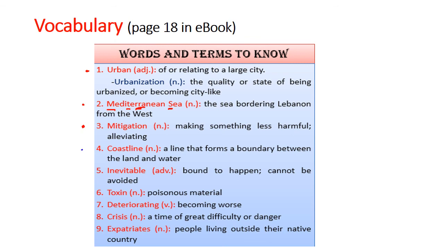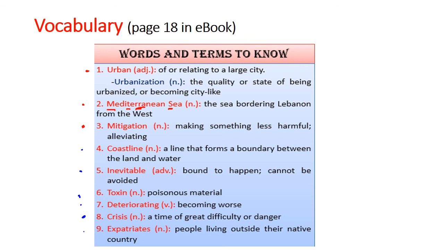Coastline: a line that forms a boundary between the land and the water, the shores, the beaches. Okay. Inevitable: when something is inevitable, it's bound to happen, it's going to happen, and you cannot avoid it. With all the types of pollution going on, especially air pollution, global warming is bound to increase. Okay, it is inevitable, cannot be avoided. Toxin is a poison or poisonous material like mercury or lead. Deteriorating means becoming worse. Crisis is a catastrophe or a very difficult or dangerous situation. Global warming is a crisis. Wildfires that are taking place around the world increasingly are a crisis. COVID-19 is a crisis.